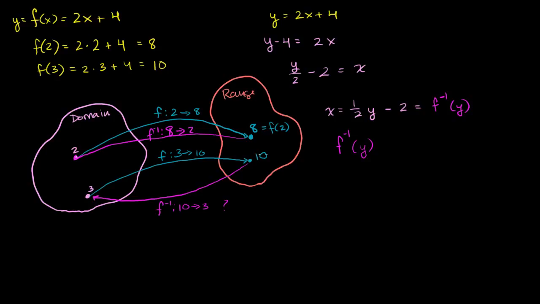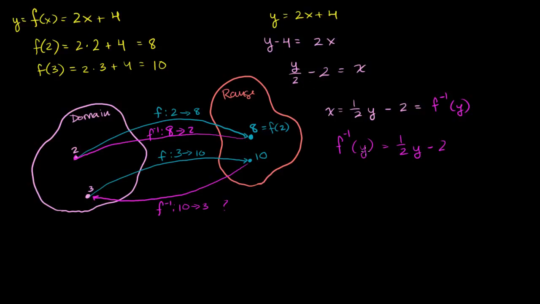So now the range is now the domain for f inverse. F inverse as a function of y is equal to 1/2 y minus 2. So all we did is we started with our original function, y is equal to 2x plus 4. Over here we've solved for y in terms of x. Then we do a little bit of algebra, solve for x in terms of y, and we say that is our inverse as a function of y, which is right over here.